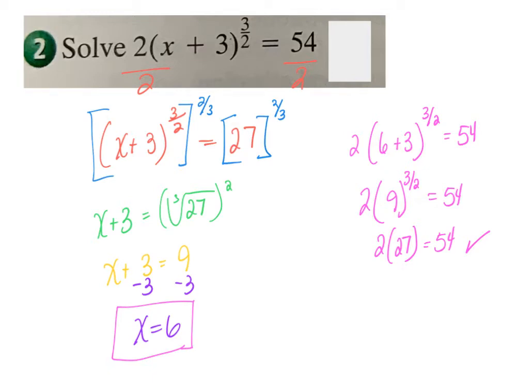You should have gotten 6 here. Divide by 2 first, and then you're going to raise both sides to the 2/3. That's the cubed root of 27 squared. Cubed root of 27 is 3, squared is 9. Subtract 3 from 9, you get 6. Plug it back in, you'll see that it works.